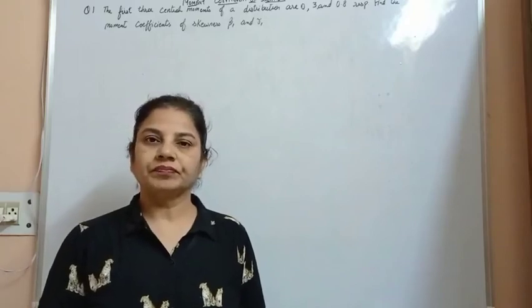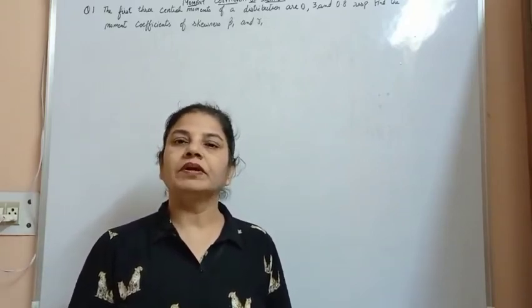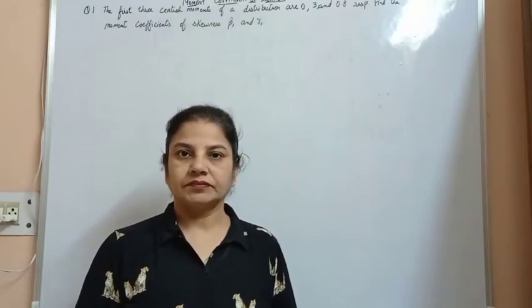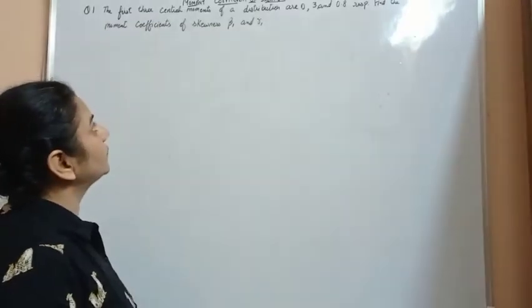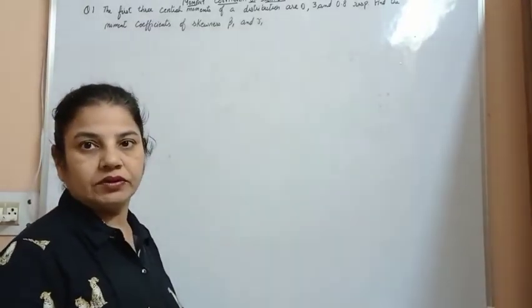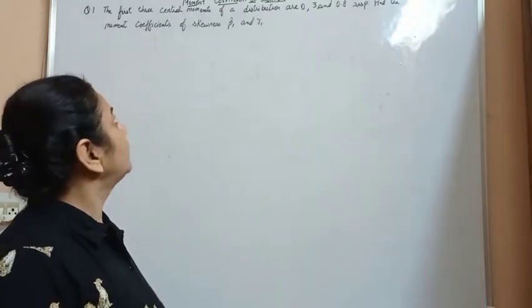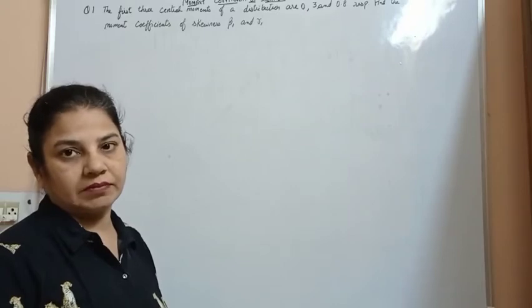In this video, we are going to solve the problem based on moment coefficient of skewness. The first question says, the first three central moments of a distribution are 0, 3 and 0.8 respectively. Find the moment coefficient of skewness, beta 1 and gamma 1.